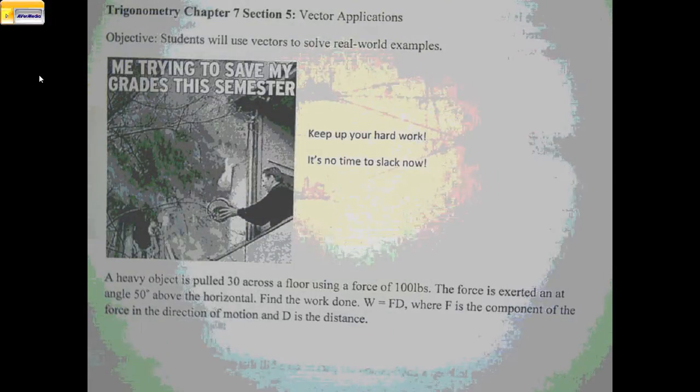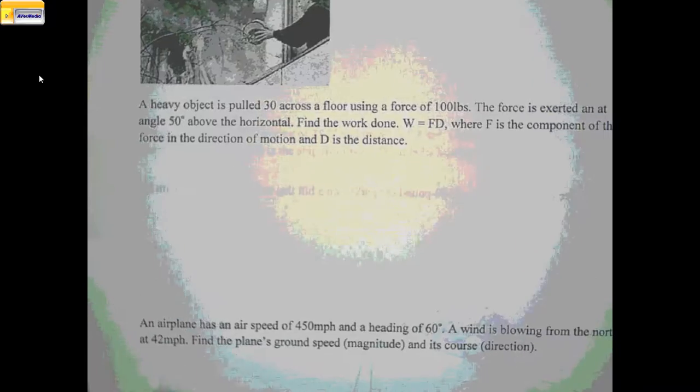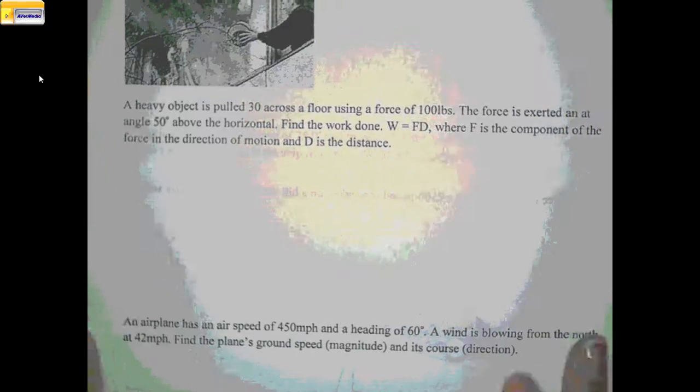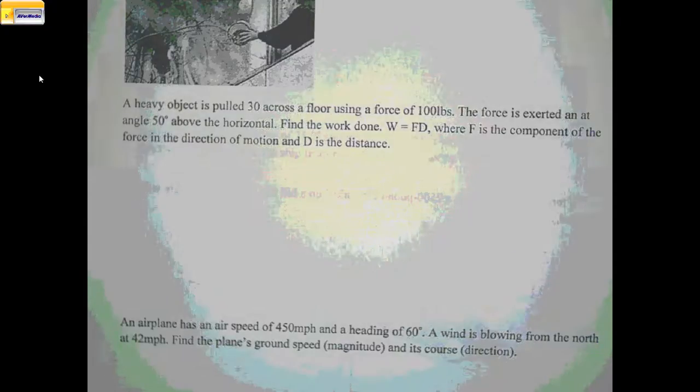Alrighty, so let's look at this first one here. Are we ready? A heavy object is pulled across the floor using a force of 100 pounds. The force is exerted at an angle of 50 degrees above the horizontal. Now, here's what that means.